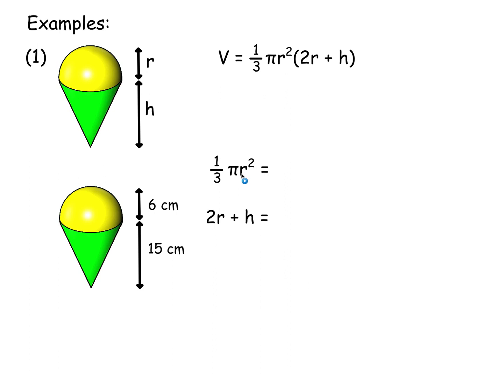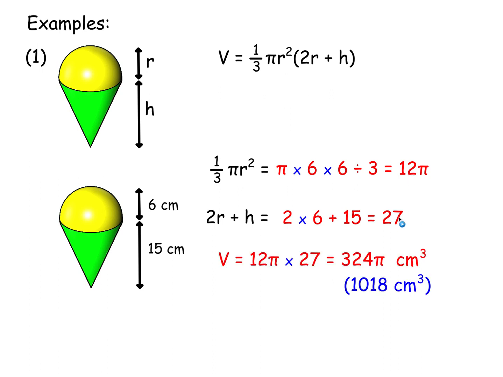A third pi r squared with r being 6 comes out exactly at 12 pi. 2r plus h, that's twice the 6 plus the 15. That's 27. And then they get multiplied together, 27 times 12 pi. Exact answer, 324 pi cubic centimetres for volume. So an unfamiliar formula, and you just realise what's going on and substitute for the letters.